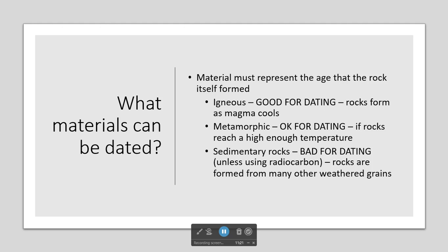Sedimentary rocks are specifically bad for dating. These rocks formed from many different weathered grains, so you won't be getting an age of the sedimentary rock itself, but an age of the grain that you dated inside of the sedimentary rock. This is an exception when you're using radiocarbon dating, which you'll also read more about in Top Hat.